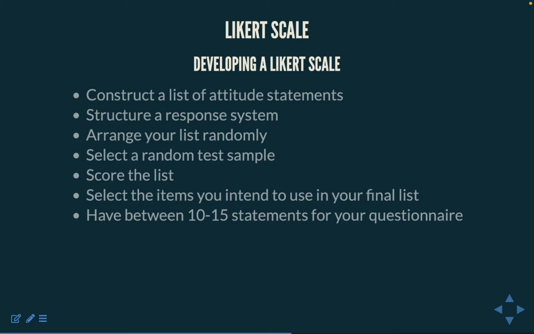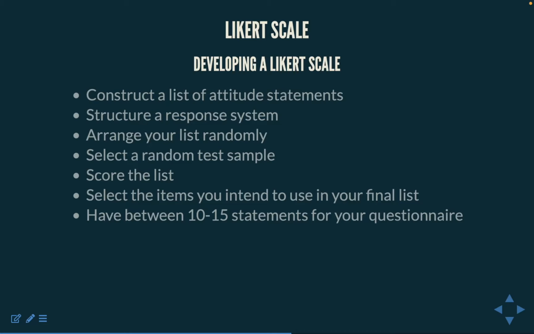Arrange your list in a random way, mixing positive and negative statements to prevent people from falling into a habit of ticking one column. Select a random test sample from your target population to test your list and scoring system. Ask each member of your test group to rate the statements based on interest and relevance to the topic, not relating to their own opinion. Score the list obtained from each respondent based on your weighting, then rank the respondents from highest score to lowest score. Select the items you intend to use in your final list, the list that will be given to your actual research sample.